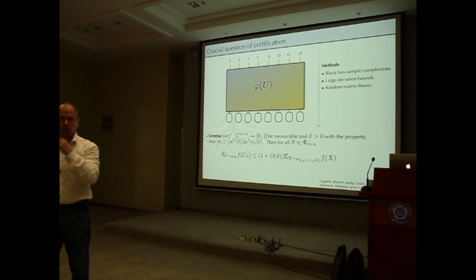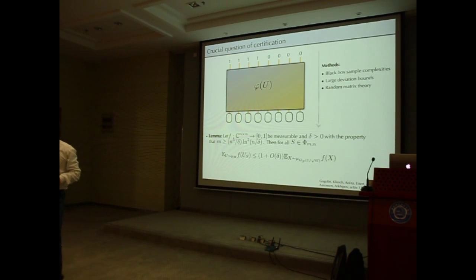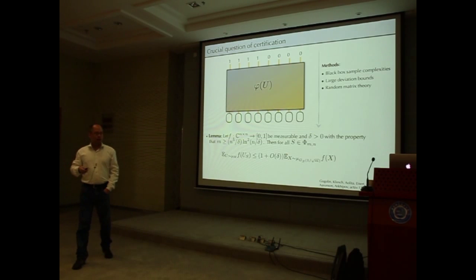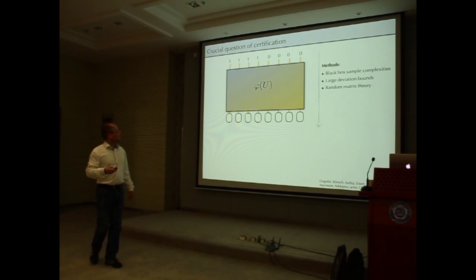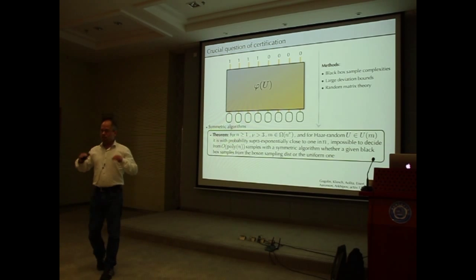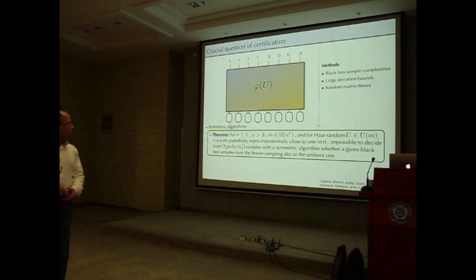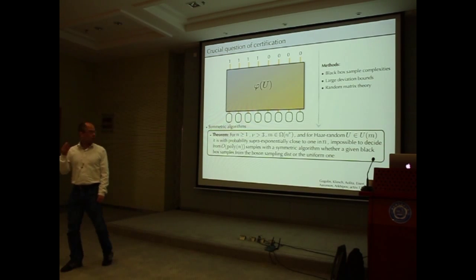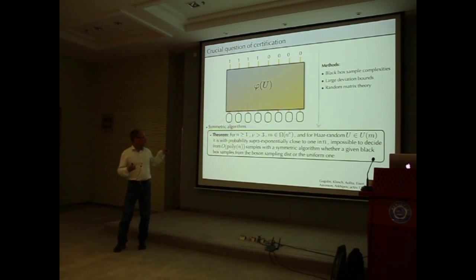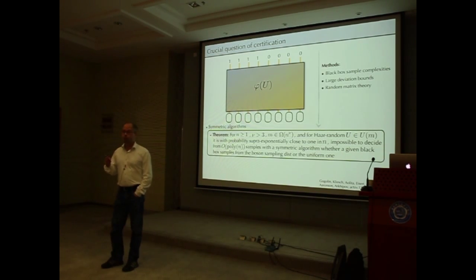So to come back to Barrett's question, at the end of the day, if you put that together, the argument that you arrive at, that should answer your question, is this: for n arbitrary, and m chosen appropriately as the number of modes, and for a Haar random unitary, it is, with probability supra-exponentially close to 1 in n, impossible to decide from polynomially many samples, with a symmetric algorithm, whether a given black box samples from the Boson sampling distribution or the uniform distribution.